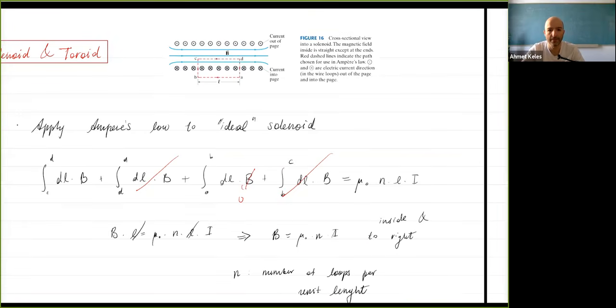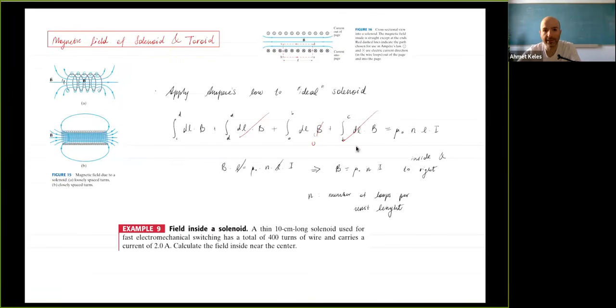All right? And if you want to find the direction, you just use the right-hand rule. It's in this direction. Maybe we can do a calculation to see orders of magnitude with some reasonable numbers. A field inside a solenoid: a thin 10 centimeter long solenoid used for fast electromechanical switching has a total of 400 turns of wire and carries a current of 2 ampere. Calculate the field inside near the center. So we already have a formula for that: B is equal to mu0 times n times I.